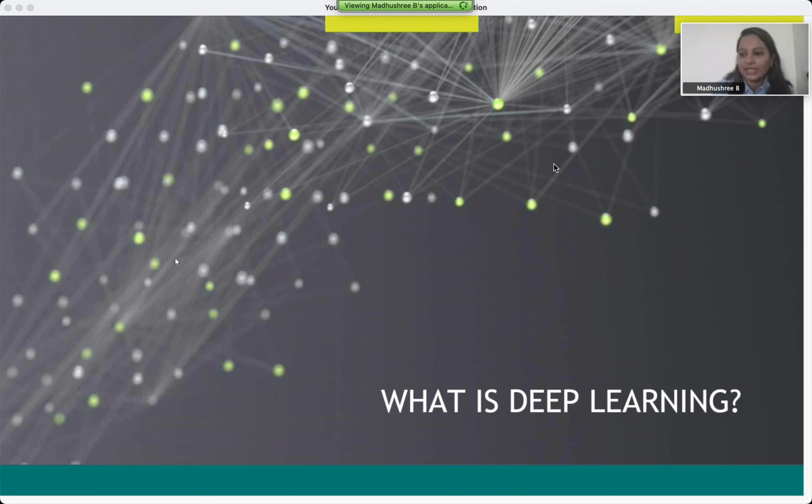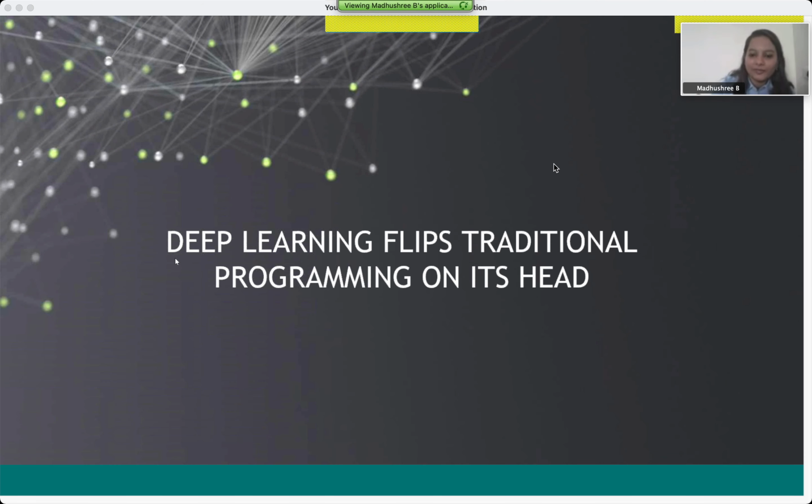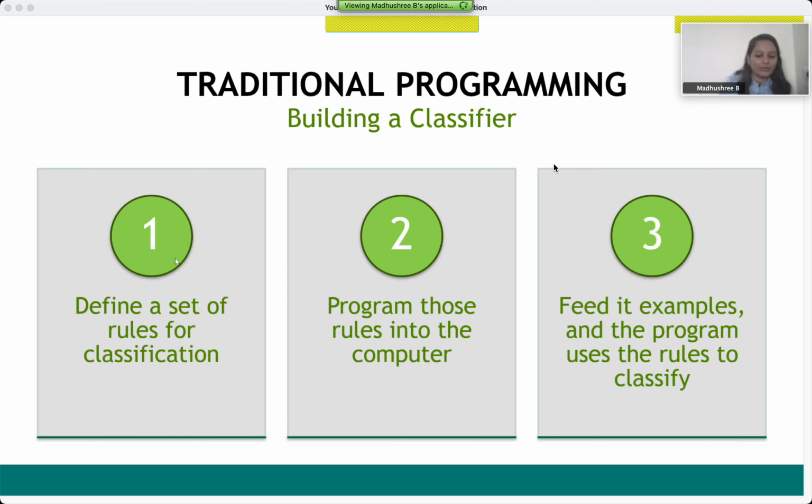Now, what is deep learning? What does it do? Why is it so special? Deep learning flips traditional programming on its head. Do you understand what I mean by flipping traditional programming? When you want to build a classifier, what is a classifier? A classifier is a program that classifies two different things, if it is a two-class classifier, or any number of classes. So what is the first thing we do in the traditional programming way?